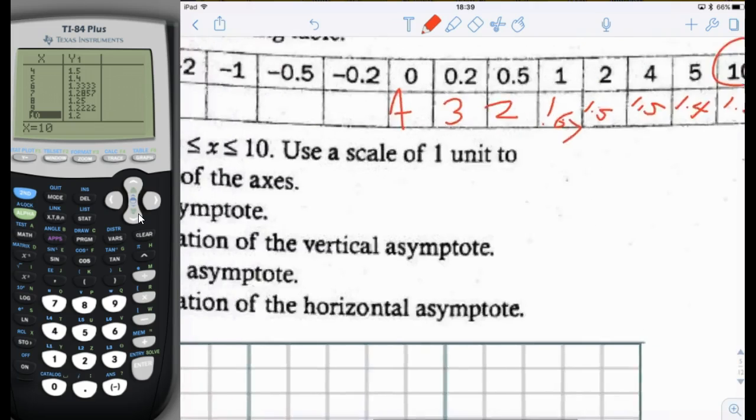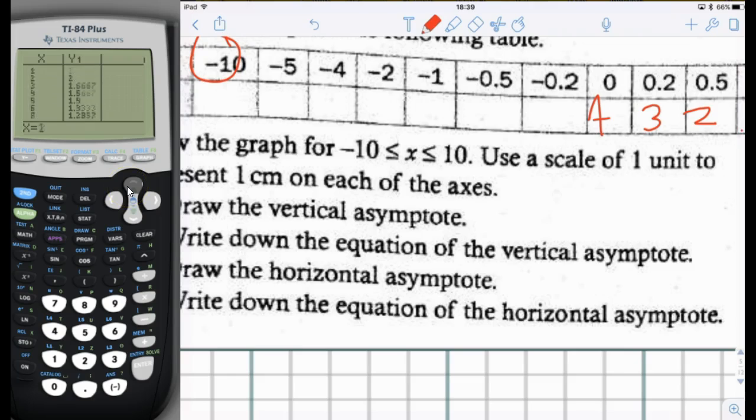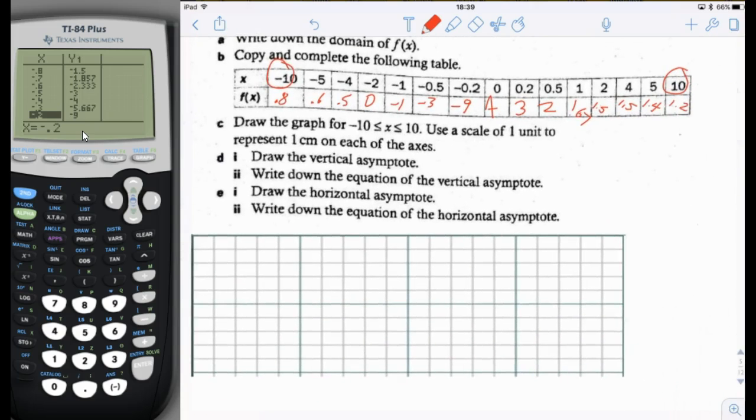Okay, what about the other side? Negative 10. Negative 10 is 0.8. Negative 5 is 0.6. Negative 4 is 0.5. Negative 2 is 0. Negative 1 is negative 1. Negative 0.5. Ooh. How do we see that? We're going to do plus 0.1. We're going to see that. Negative 0.5 is negative 3. Negative 0.2 is negative 9. Right? Okay. Now that we have all these values, we can draw the graph.